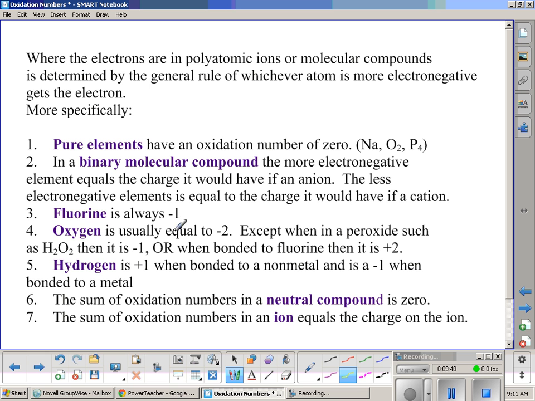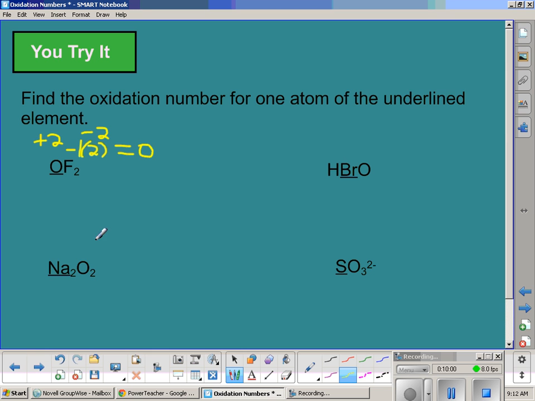Okay, oxygen is usually a -2, except when in a peroxide such as H2O2, where it's -1, or when bonded to fluorine. So then it is a +2. Okay, so we haven't violated any rules in doing this. We came out with the right answers here. So our answer, underlined element, +2 for oxygen.